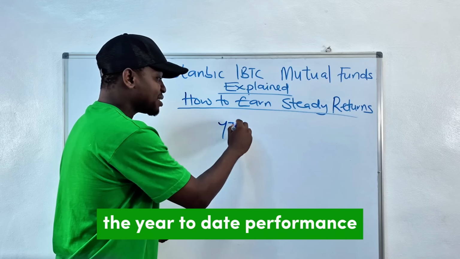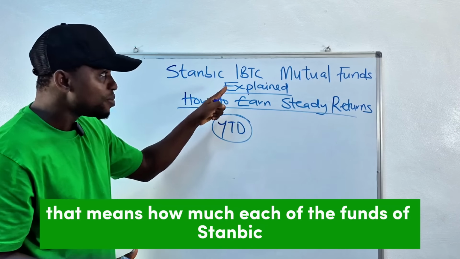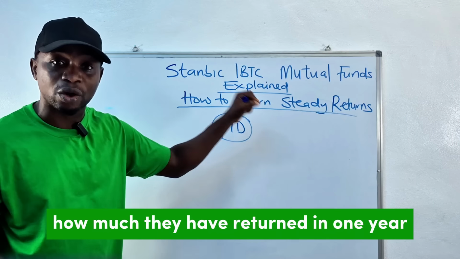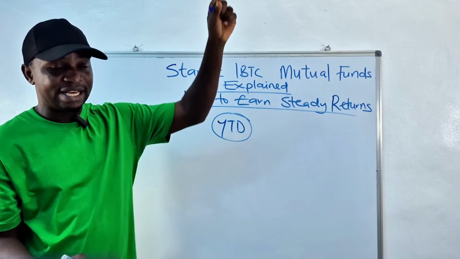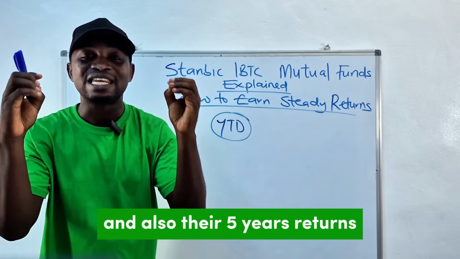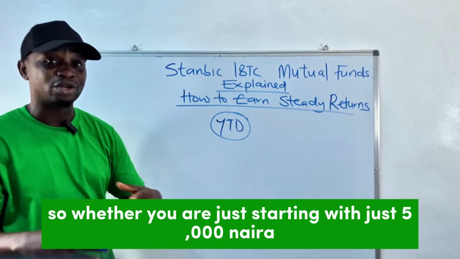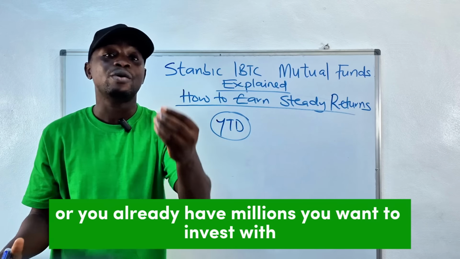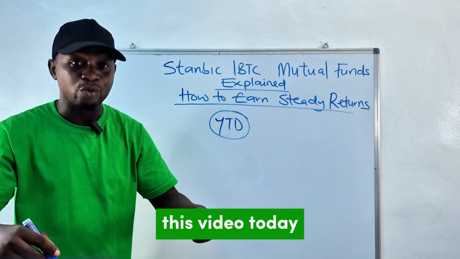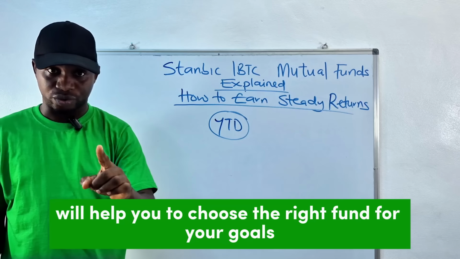year-to-date performance. That means how much each of the funds of Stanbic IBTC Mutual Funds has performed, how much they have returned in 1 year, year-to-date from January to this moment, and also their 5 years returns. So whether you are just starting with just 5,000 naira or you already have millions you want to invest with, this video today will help you to choose the right fund for your goals.